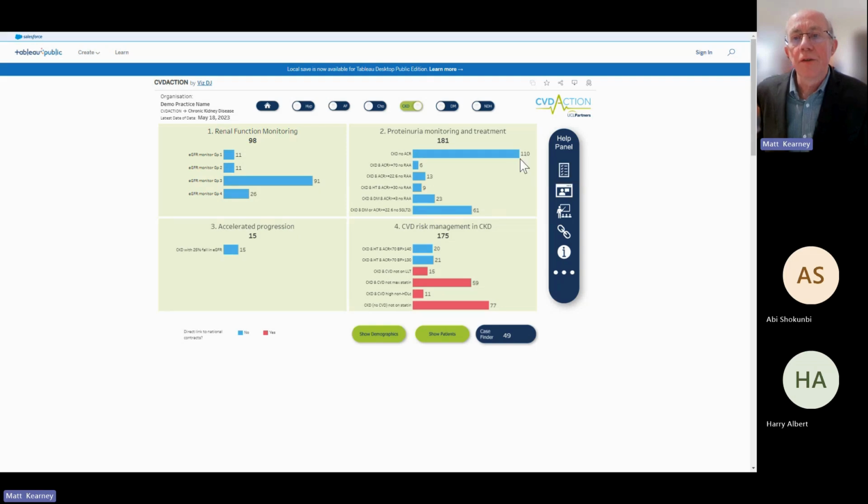110 of those have not had an ACR measured in the last 12 months. So that's a priority group for our healthcare assistants, for example, or other staff to bring in and get their urine tested. We know that if we want to prevent heart attacks and strokes in people with CKD, the things that matter are using renal angiotensin antagonists when they're appropriate, using SGLT2 inhibitors when they're appropriate, as well as managing blood pressure optimally and managing lipid lowering appropriately as well.